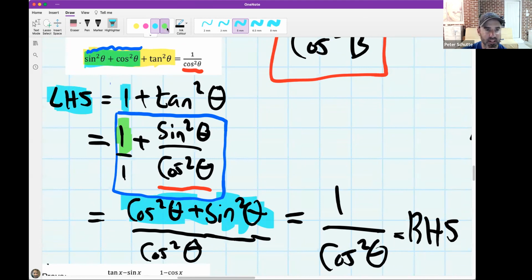I then said I'm stuck, so I changed the tan into this. And then with a little bit of help from Coco, we figured out that now we need to add these fractions together. The way to do that is to find a common denominator. And then the last step was to recognize that this was 1.